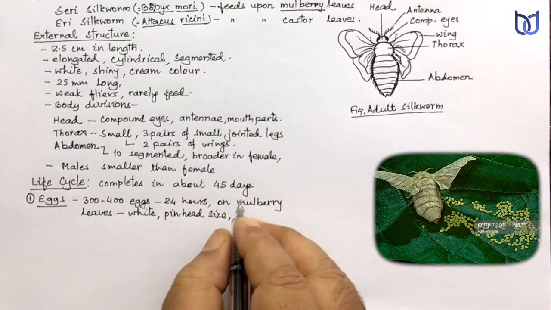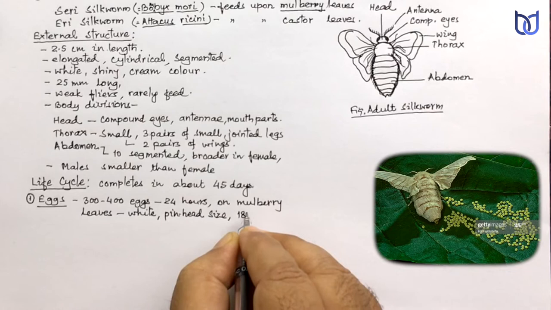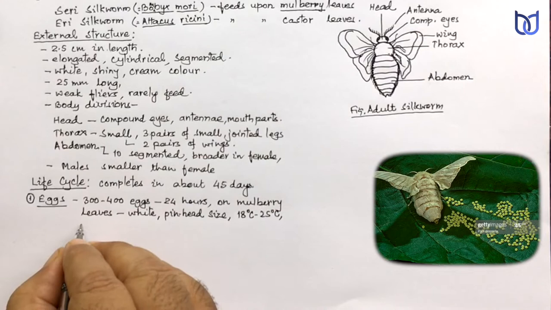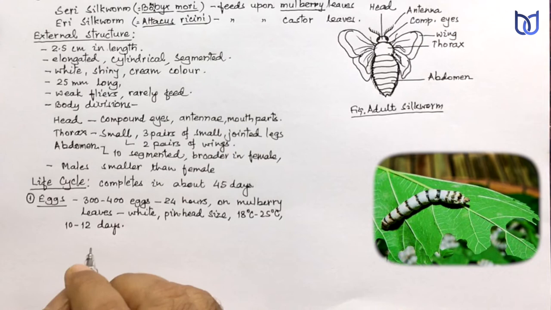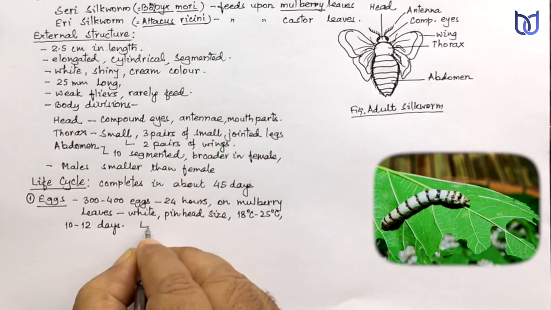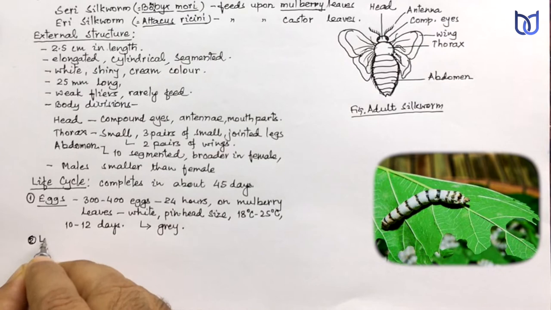If conditions are suitable, means suitable temperature of 18 to 25 degree centigrade, eggs hatch into larvae in about 10 to 12 days. During this, the white eggs later change into gray color. So, next stage of the life cycle is larva. Eggs hatch into larvae.